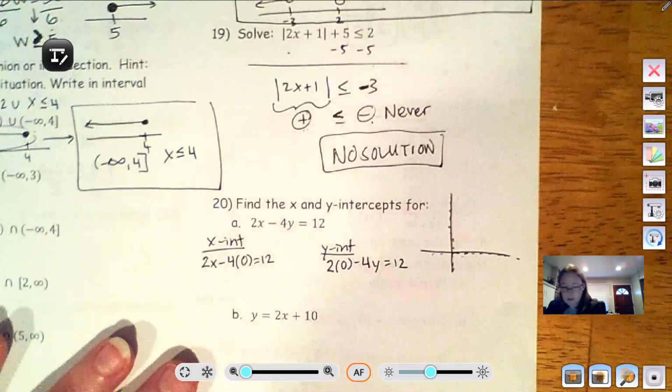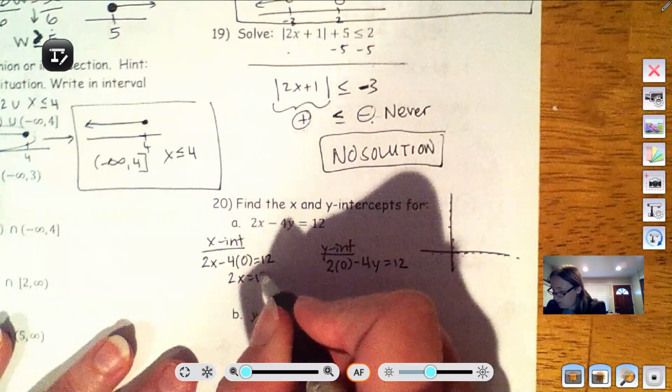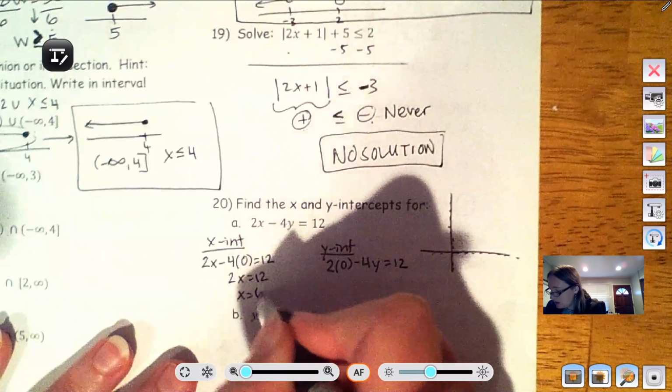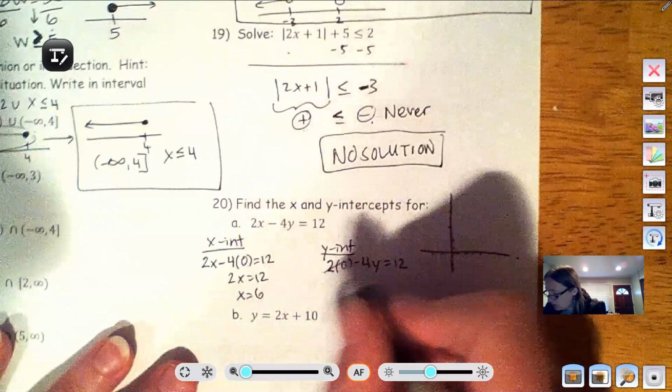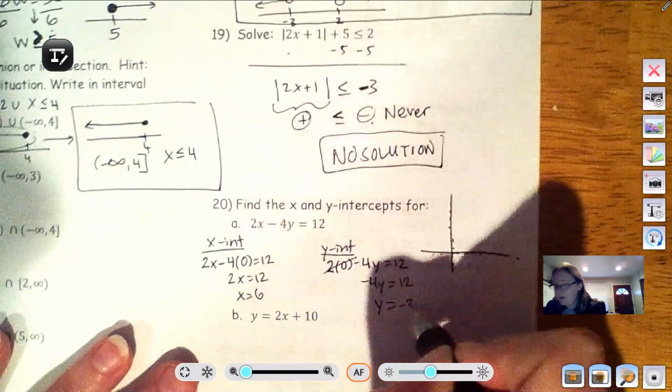Once they've solved it, this will be 2x equals 12. Dividing by 2 gives you 6. That's 0, so negative 4y equals 12. So y would be negative 3 when you divide by negative 4.